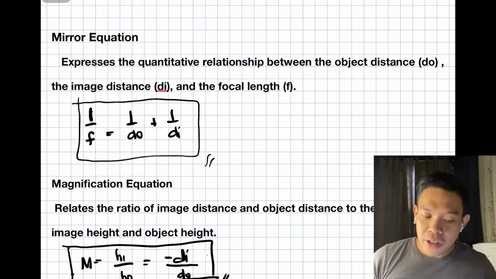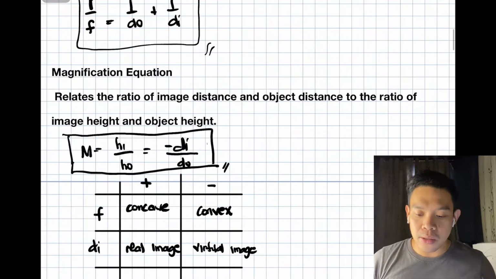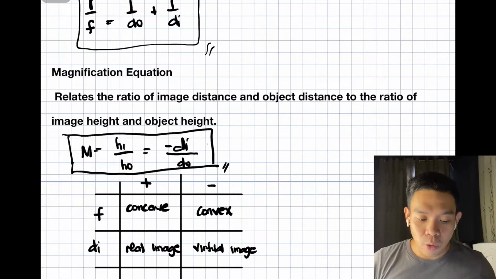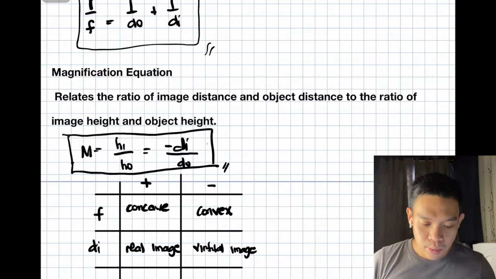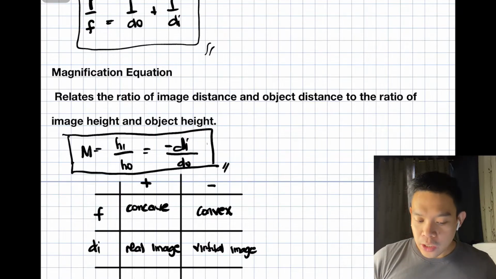We also have an important discussion that we will use prior to our application. The magnification equation relates the ratio of the image distance and the object's distance to the ratio of the image height and the object height. It gives us an equation of m is equal to hi over ho, which is equal to the negative value of image distance over object's distance. And importantly, we have our sign convention.